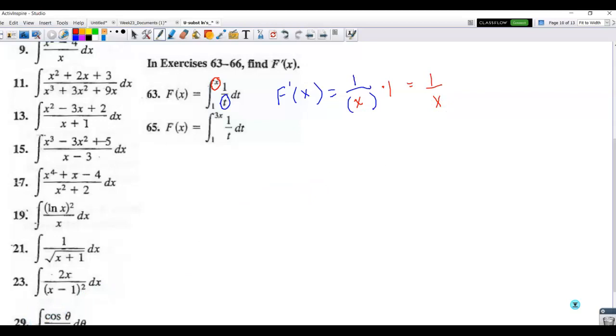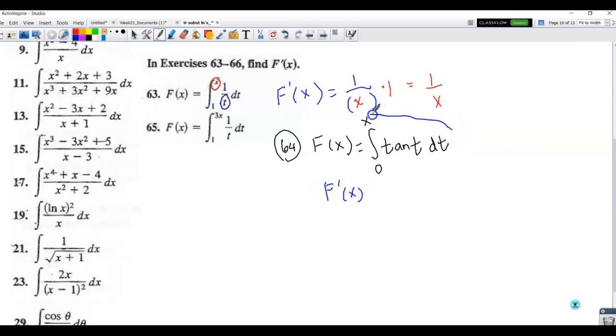All right, let me bring up number 64. So 64 has magically appeared on our screen, and we are doing the same thing as we did in 63. We're finding the derivative of a definite integral. So the derivative of big F is f prime of x. When I find the derivative of the definite integral right here, step 1, take out the dummy variable, take out the t. Step 2, put in the new function. In this case, the new function is plain x.